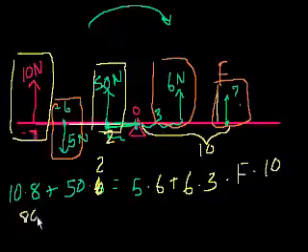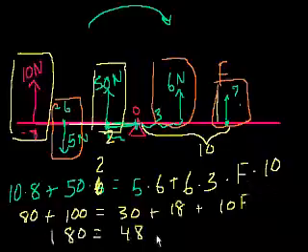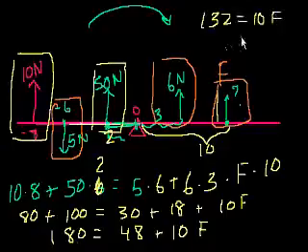So now let's just solve for the force. We get 80 plus 100 is equal to 30 plus 18 plus 10F. We get 180 is equal to 48 plus 10F. What's 180 minus 48? It's 132. So we get 132 is equal to 10F, or we get F is equal to 13.2 newtons.